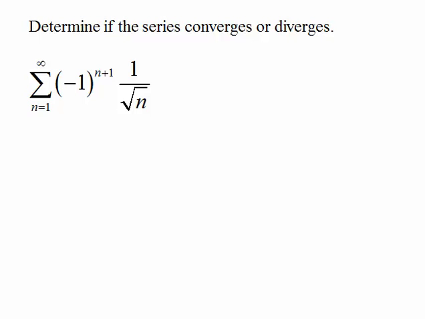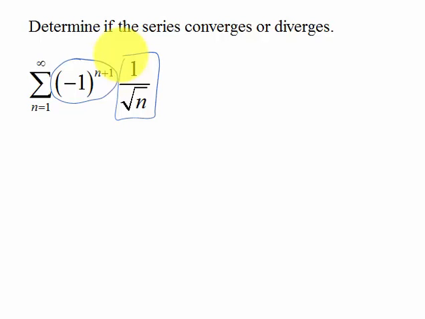We want to determine if the series converges or diverges, and we see that this will make this an alternating series. And so now as we consider the requirements to use the alternating series test, first of all, we need to have these terms. There's actually 3 requirements.